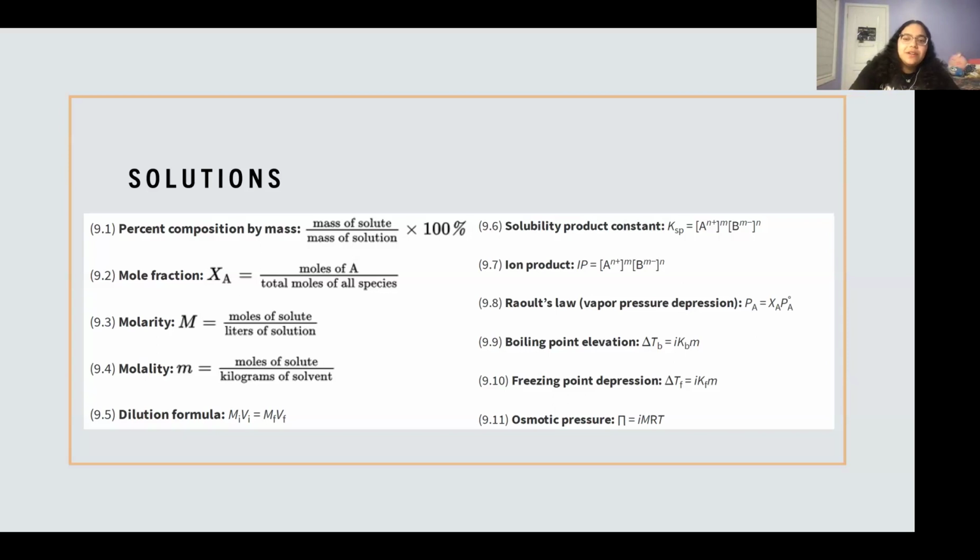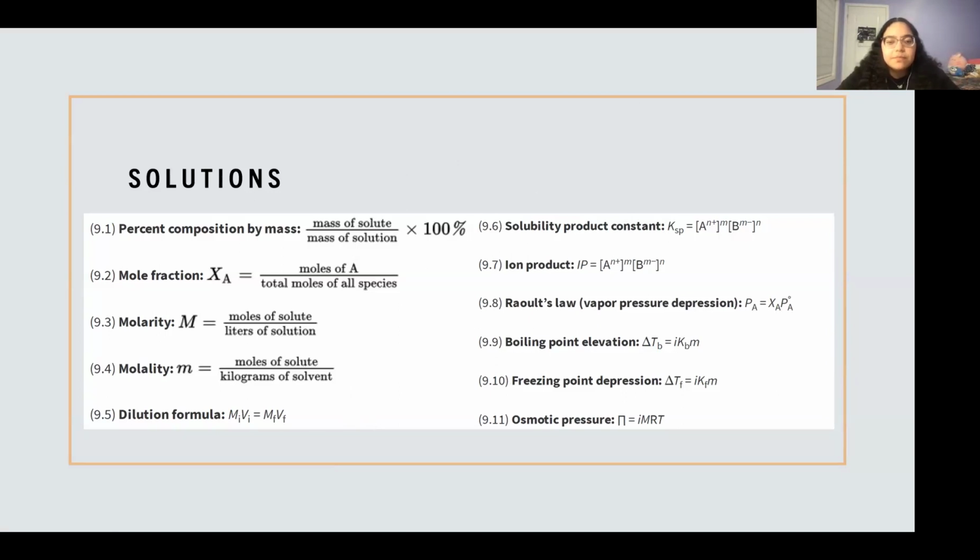So that's important to know the difference between. I guess molality isn't used as often, but you're taking the weight instead of the volume of the solvent that you're using. Dilution formula, basically what that stems from is that you're keeping the same amount of moles. So you have your molarity times volume, initial and final will be the same.